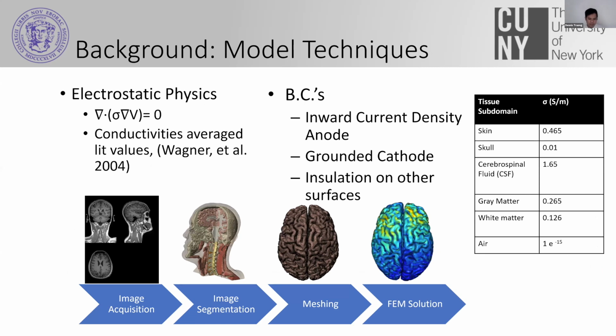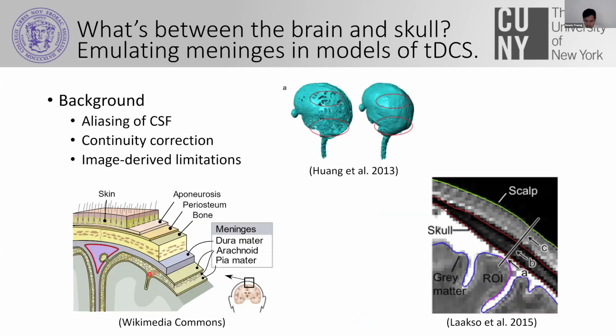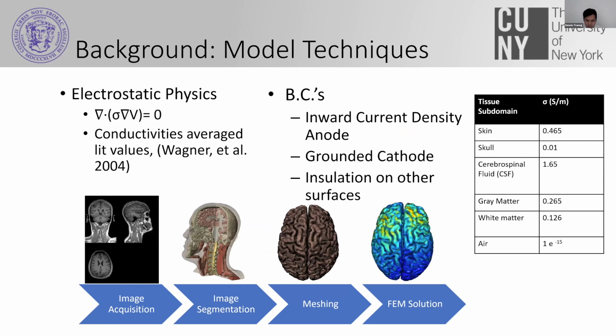So in brief, usually these modeling techniques, these FEM techniques, have a very similar workflow. Usually we're starting off with some kind of image, we segment, we mesh, and then we solve it. In our case, we're using commercial packages. So we used SPM initially for the segmentation, along with some custom code developed by Andy Huang. We use Simpleware for the meshing. They have a built-in voxel-based mesher. And then we use Comsol for the FEM solution.